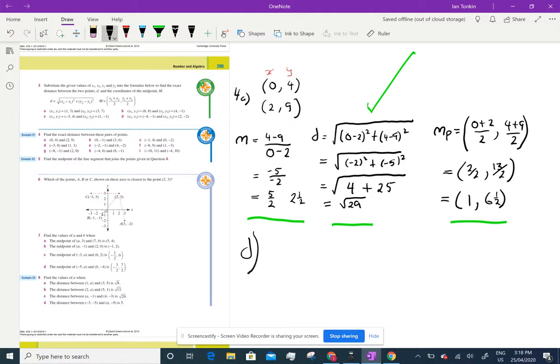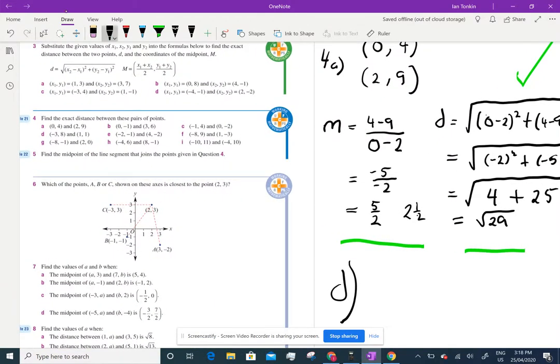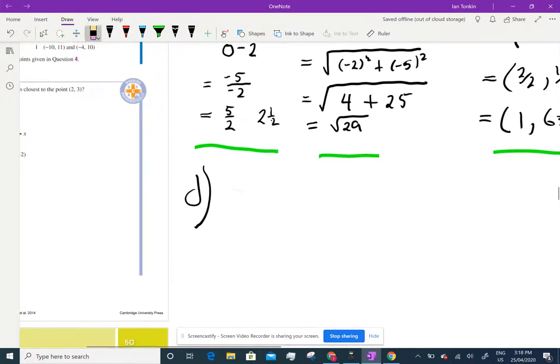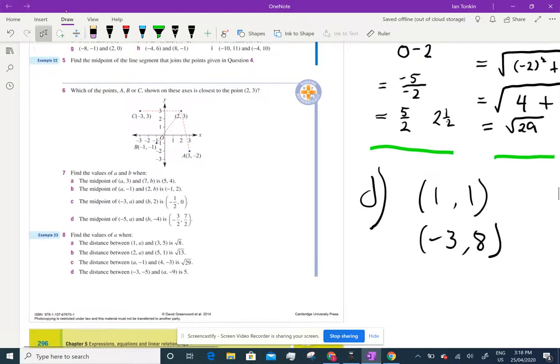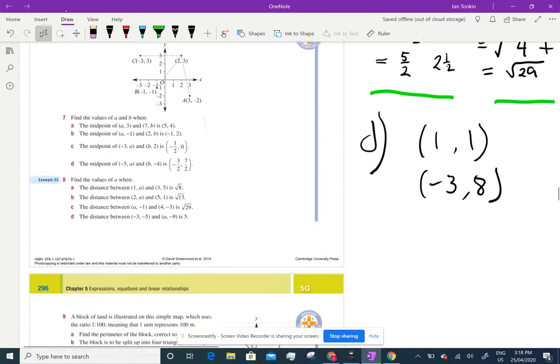So D, and again, write your coordinates. Now, because I'm used to this, I'm going to write that one above and that one below, just because I know the subtraction is going to be easier. Doesn't matter though. So I've got 1, 1, and negative 3 and 8. Double check, make sure they're the right points. 1, 1, negative 3, 8.